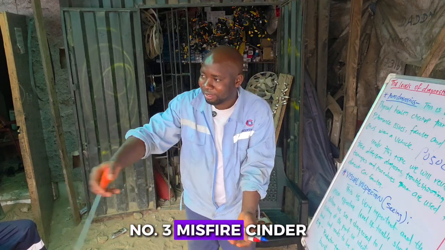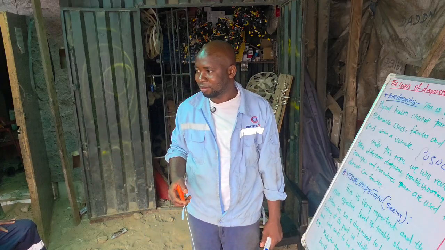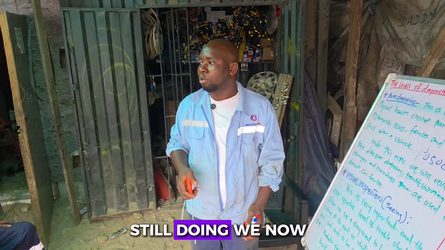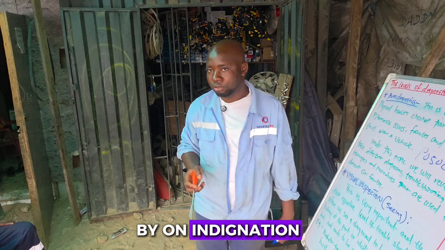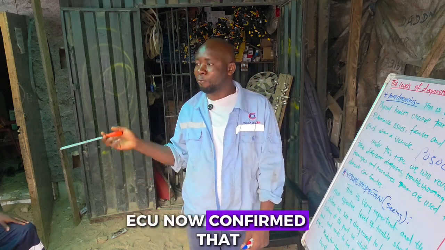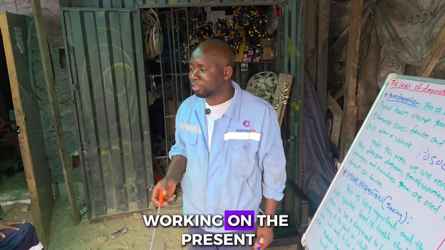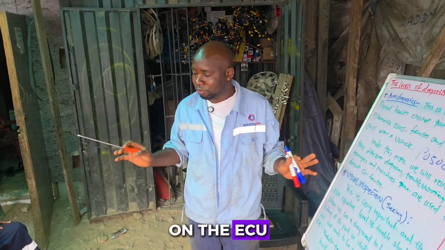Cylinder 3 misfire, cylinder 2 misfire. The ECU was still reacting to it, so the car was still doing it. We now had to reset. We had to erase the initial code with the ignition on. That was when the ECU confirmed that it had been replaced. That's how it started working on the present one that we replaced. That's how it is with the ECU.